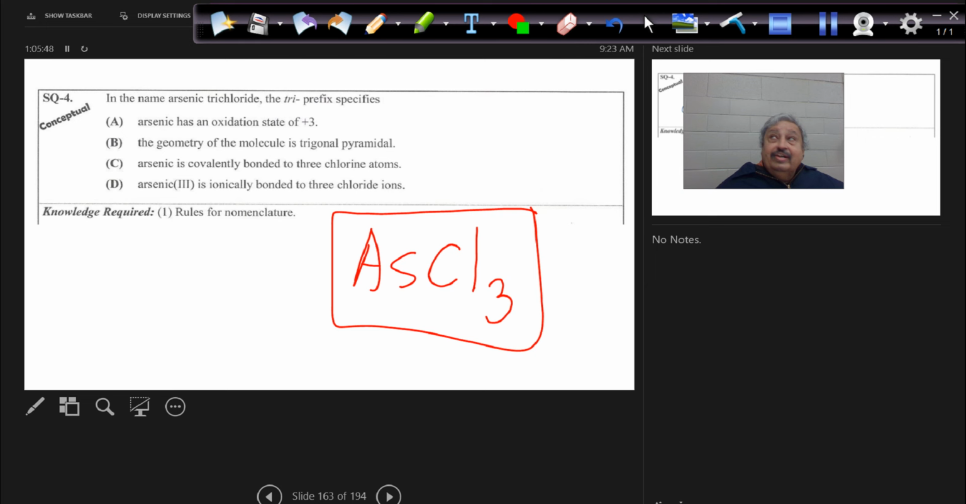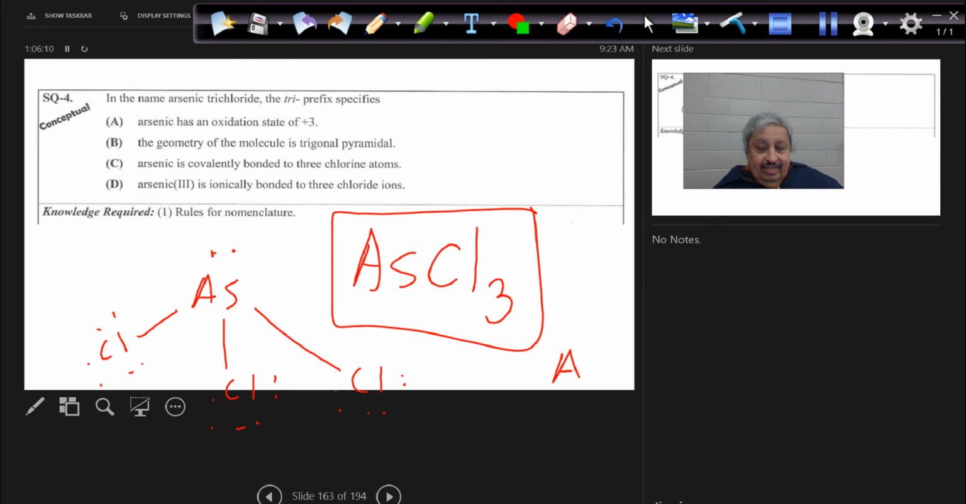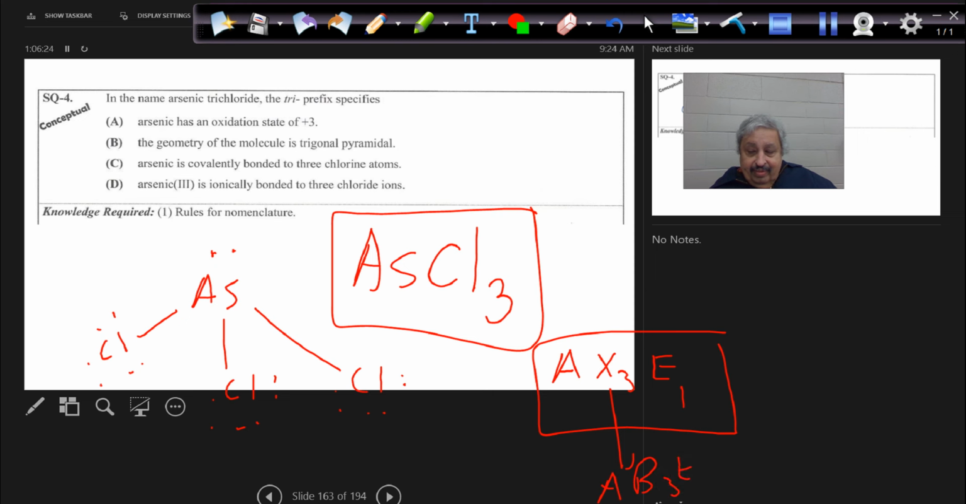Arsenic is in group 5. It has 5 electrons, so you have to use that structure. Arsenic is the 5th group, so you have As, and then you have chlorine here, and chlorine here. So this is AX3E1. Or I sometimes put B here, so you can put B, whatever. So like AB3E1.